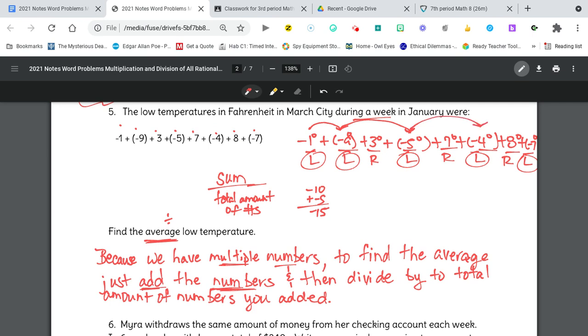-15 plus -4 makes -19. And then I got to add -7. Well, -19 plus -7 makes -26. So my sum is -26. And I just divide by the total number of numbers I have. 1, 2, 3, 4, 5, 6, 7, 8. Oh, wait a minute. I'm not finished. I just found those that went to the left. Sorry.